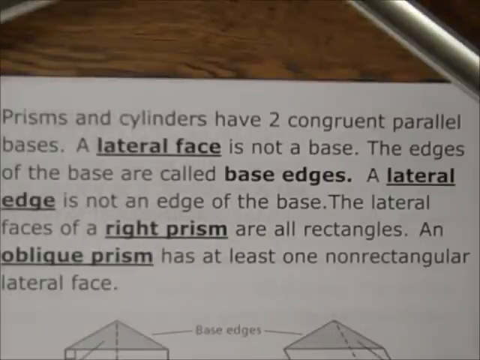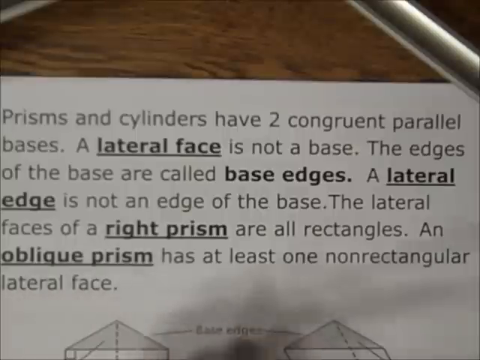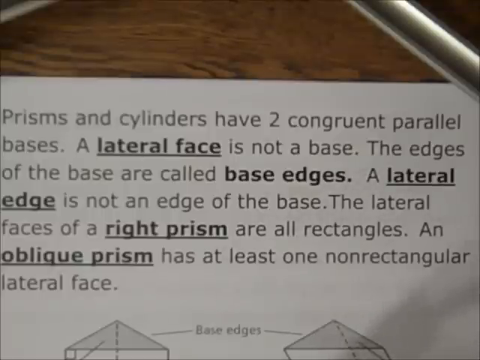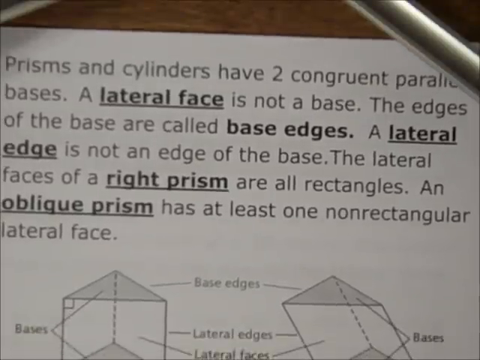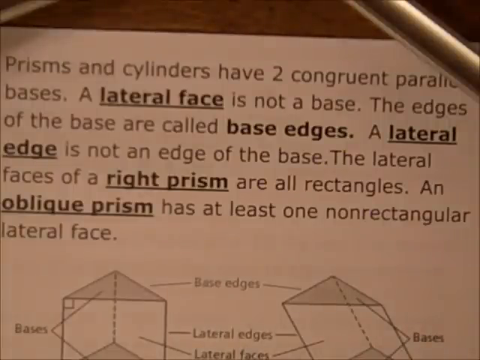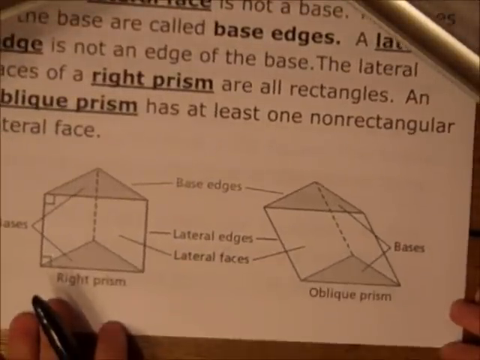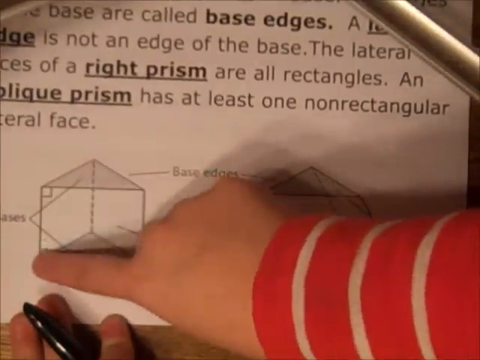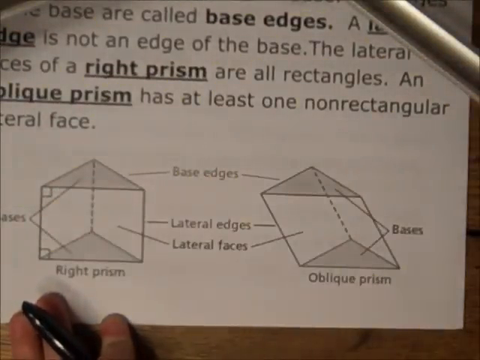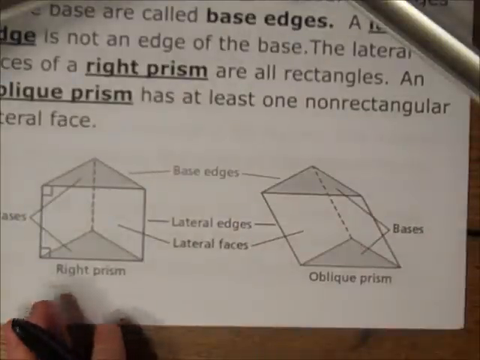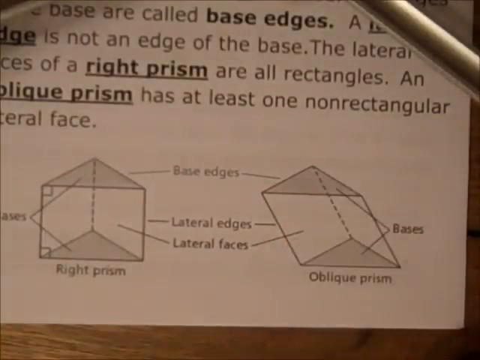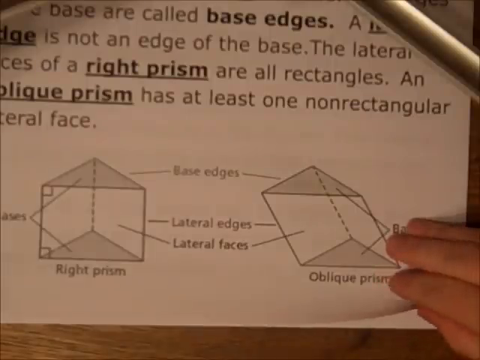And the lateral faces of a right prism will be rectangles. So we already learned that faces of prisms were parallelograms, but when it's a right prism, more specifically than a parallelogram, it's actually a rectangle. An oblique prism has at least one non-rectangular lateral face. So basically a right prism is going to sit straight up and down. There's going to be right angles where the base meets the lateral face. An oblique prism is basically going to be tilted to the side. So here you see all of your vocabulary that we just put in that paragraph right there.